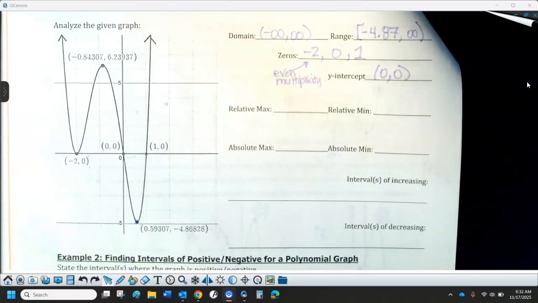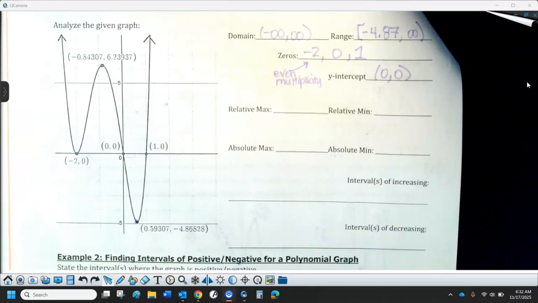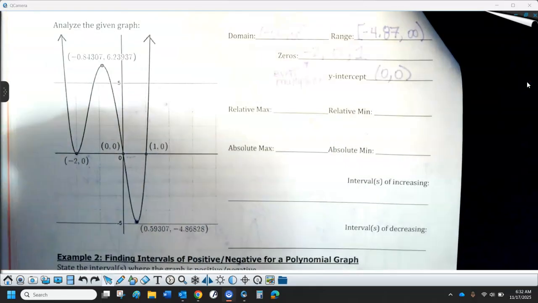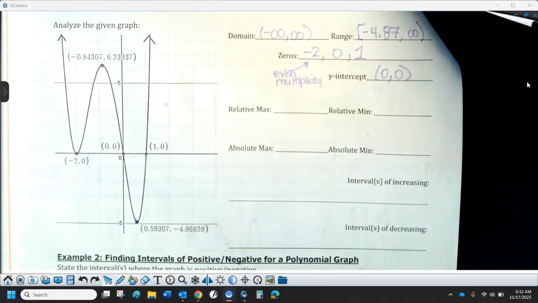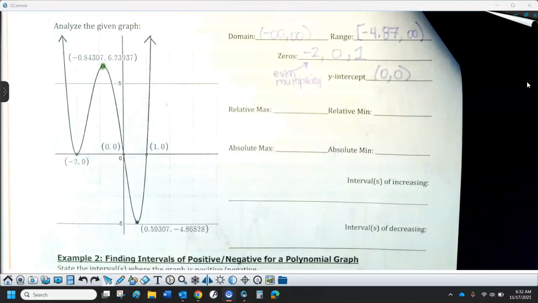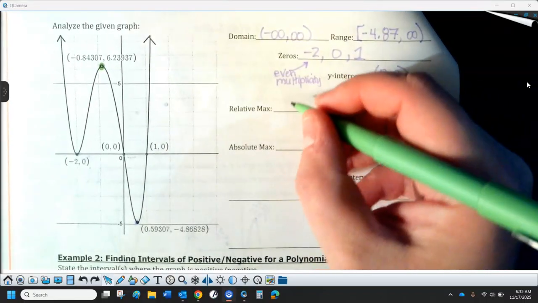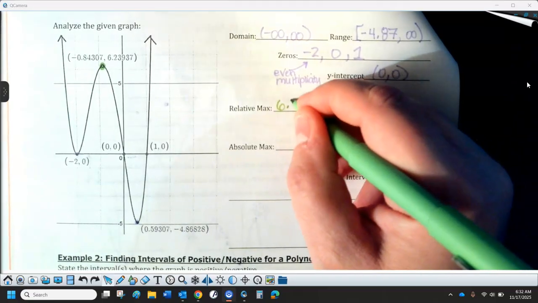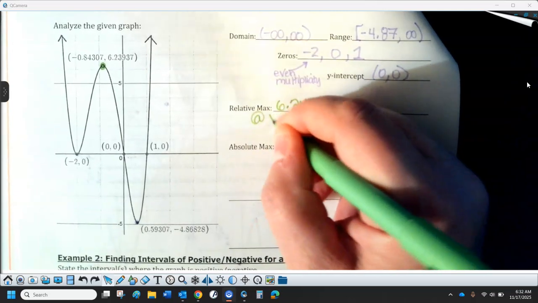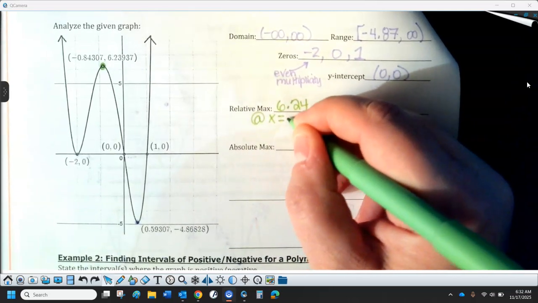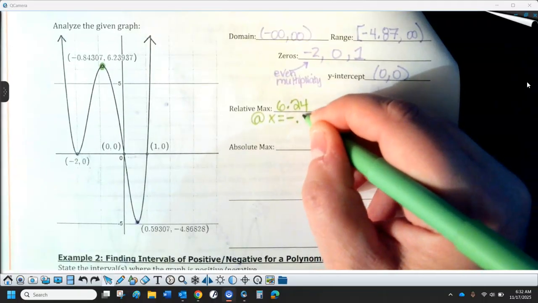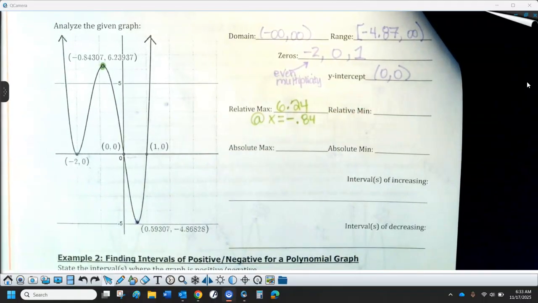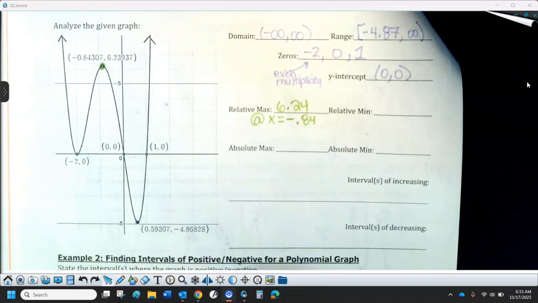Okay, now let's talk relative max, relative min, absolute max, absolute min. Over the course of this graph, these ends go up forever, as you can see. This point right here would be what we call a relative maximum. So I'm going to grab that y-coordinate, about 6.24, at the x value, again rounding to the nearest hundredth here, negative 0.84-ish.